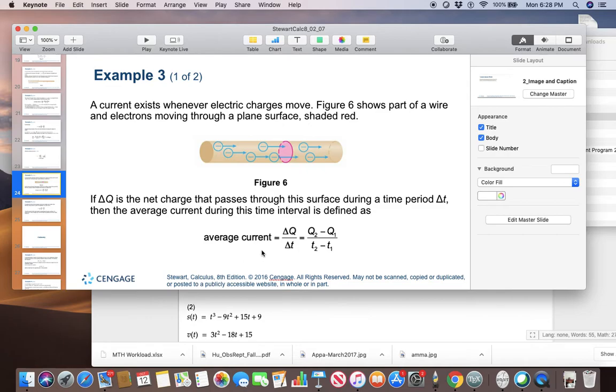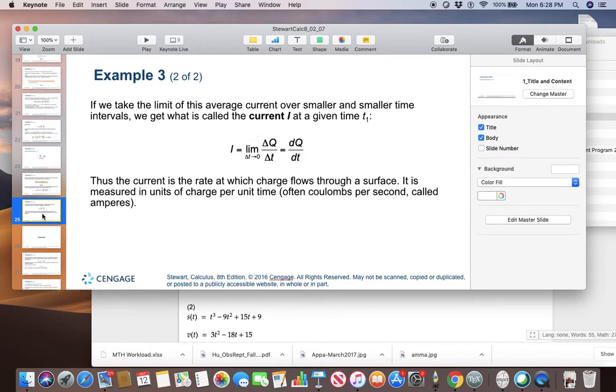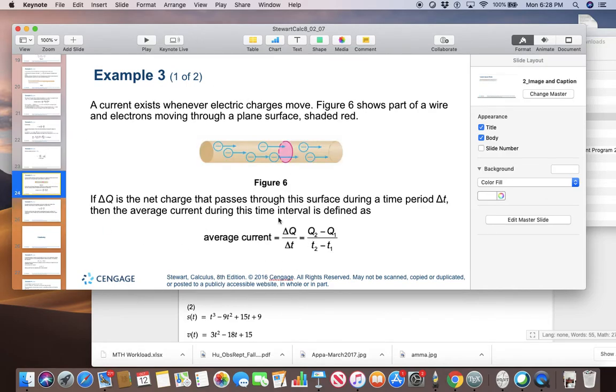Average current is delta Q, that is the net charge, over the change in time interval, Q2 minus Q1 over t2 minus t1. Whereas what is the current? Current is the limit, okay, at any given time t1. So current is the derivative, as opposed to average current, which is the slope of the secant. All right.